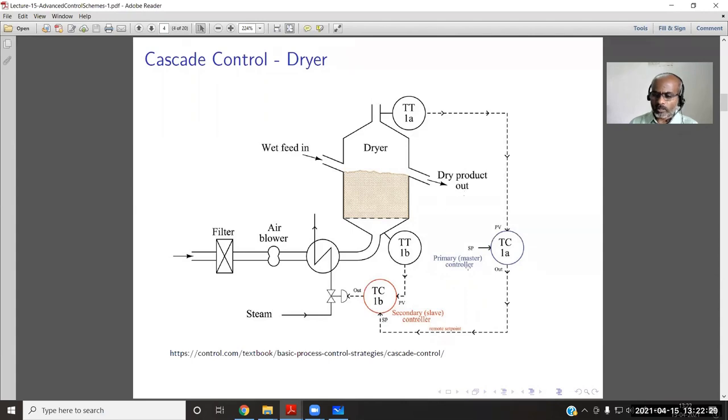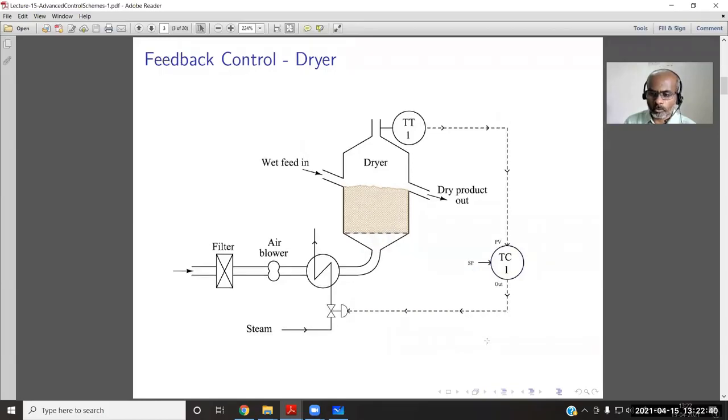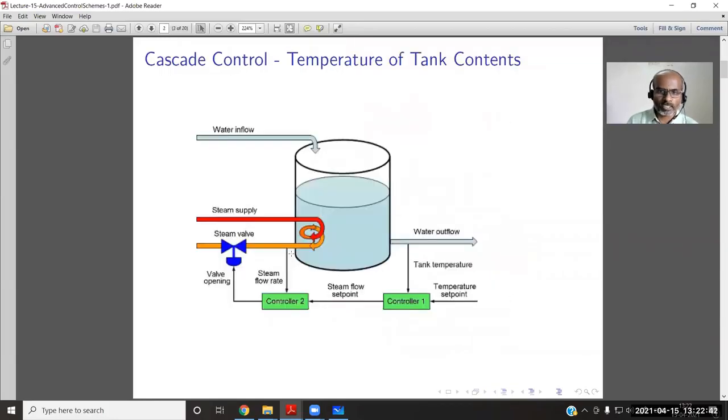But there is only one manipulated variable. The inner loop is called the secondary loop. The master loop is the overall loop. Before going to that, I will also explain the same kind of control for controlling the tank temperature. So there is a tank, there is a water inflow and water outflow. We want to control the temperature of the tank contents.